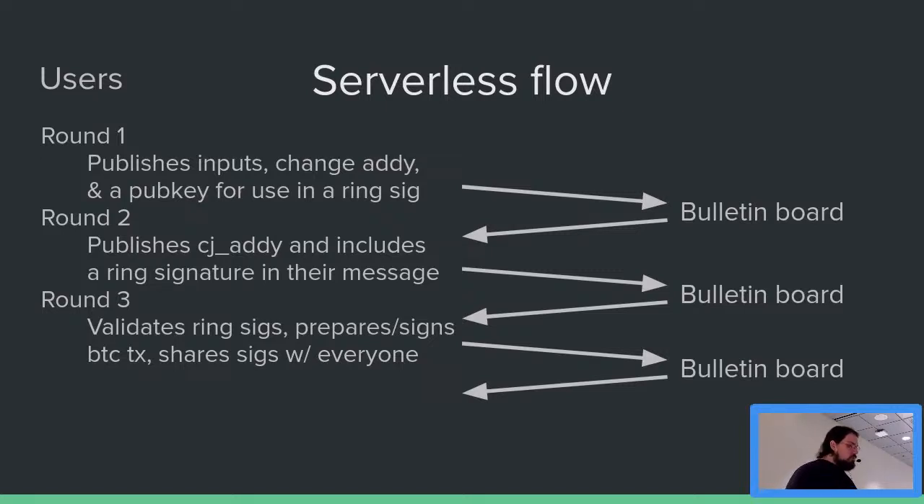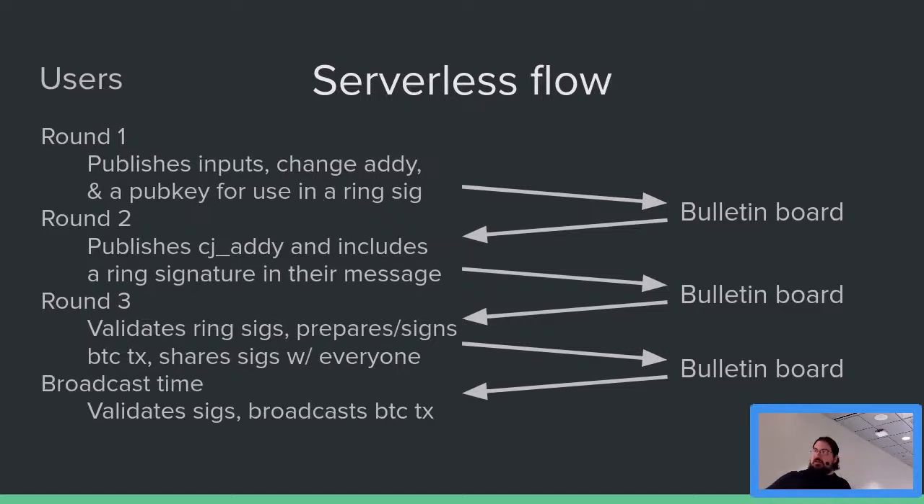So everybody gets the same transaction, they sign it with their Bitcoin key, and they send their message to the bulletin board, and all this happens in round 3. That's the hard round. And then it's broadcast time. Everyone can just pull those signatures off of the bulletin board, validate them, and broadcast the Bitcoin transaction.